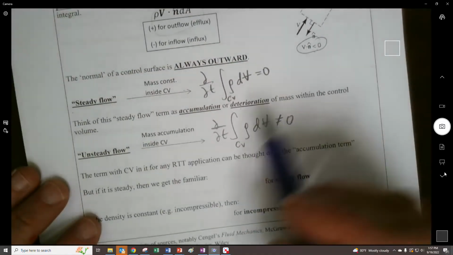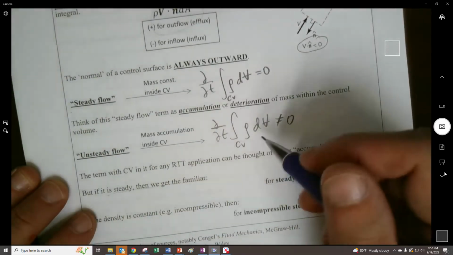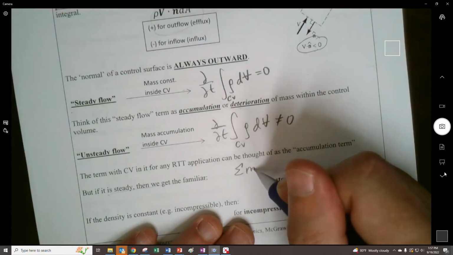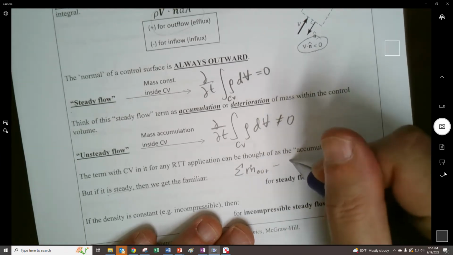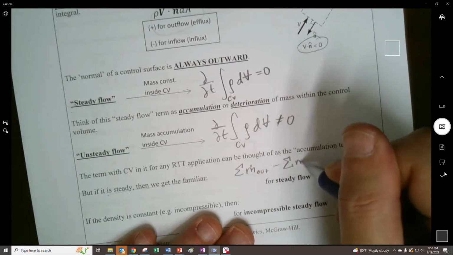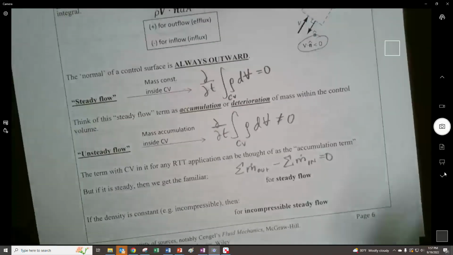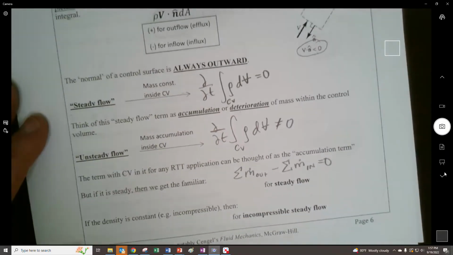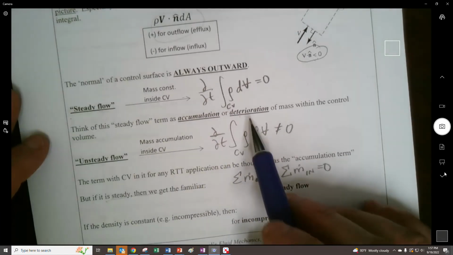Okay, but if the steady flow is the case, then we have a very simple thing where we say the sum of all the outwards mass flow minus the sum of all the incoming is equal to 0. And that is, in many ways, the thing we should think of as the continuity equation, right? It's only the instance in which we're accumulating or deteriorating.